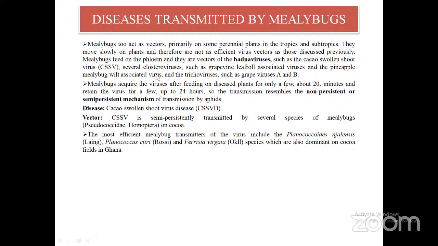Mealybugs acquire the viruses after feeding on diseased plants for only about 20 minutes, and retain the virus for up to 24 hours, from 20 minutes to 24 hours. So the transmission resembles the non-persistent or semi-persistent mechanism, because they will not stay for longer periods inside the body of the insects. The disease is cacao swollen shoot virus disease, and the vector is a mealybug belonging to the Pseudococcidae family, and it transmits in the semi-persistent manner, which has been studied earlier. The most efficient mealybug transmitters of the virus include Planococcoides njalensis, Planococcus citri, Ferrisia virgata of brinjal, and species which are also dominant on cocoa fields in Ghana.